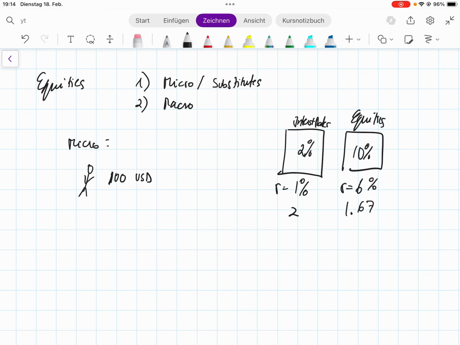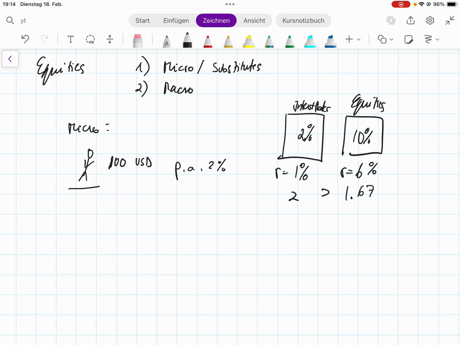So again, Mr. Tom is rational. So he sees this risk to reward and says, okay, interest rates are clear, risk to reward. So we will invest in interest rates. We're basically putting our money in the bank. So he puts his 100 USDs in the bank, he gets per annum 2%, and he's happy.